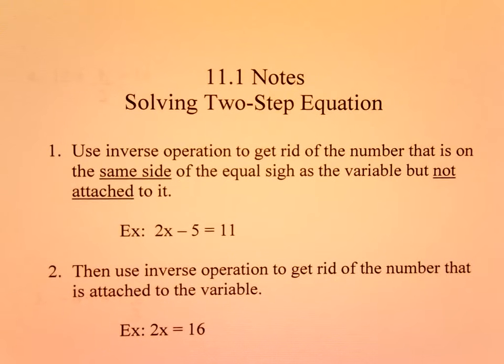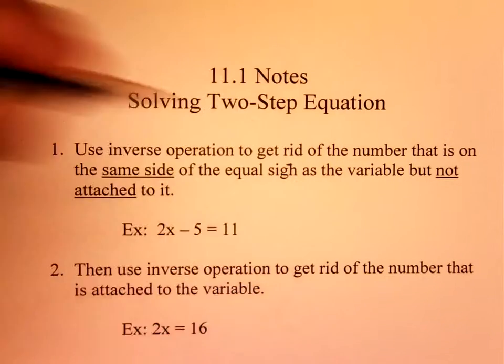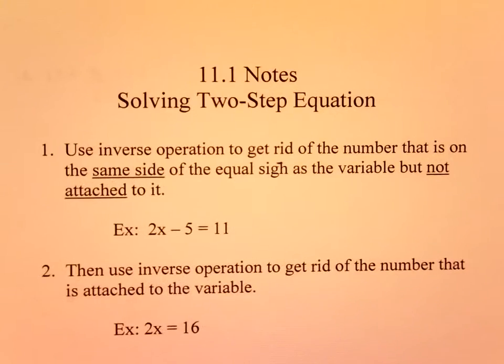Okay, so today's lesson is 11.1 notes, solving two-step equations. So the first step is using inverse operation to get rid of the number that is on the same side of the equal sign as the variable, but not attached to it. So this is what number one is saying.